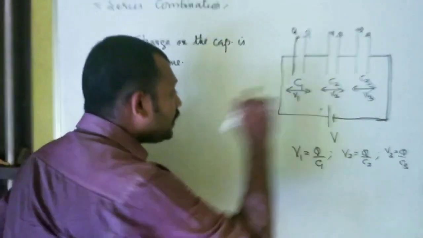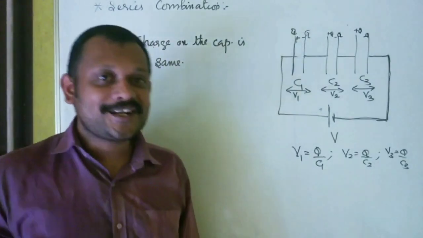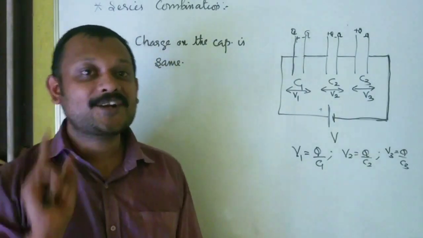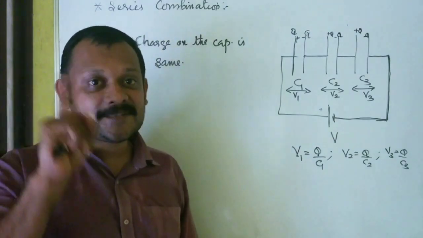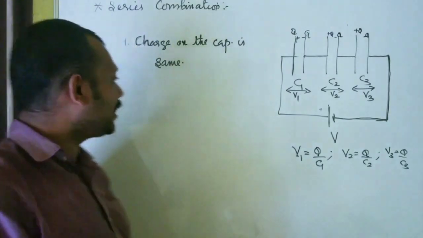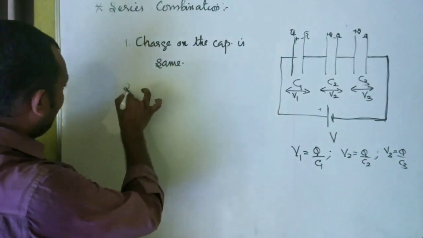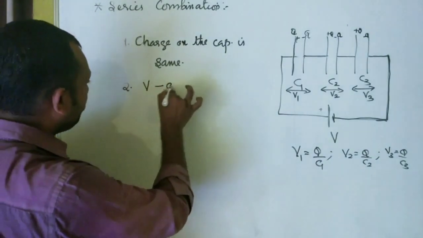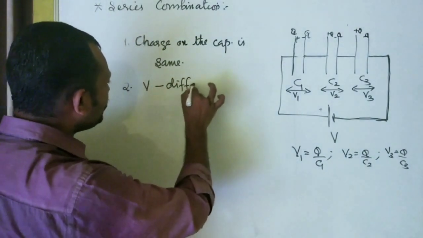But what is V? Potential. What is potential? It means the energy of 1 coulomb charge. Potential means potential energy of 1 coulomb charge, which means I can say the potential will be different in the case of series combination.